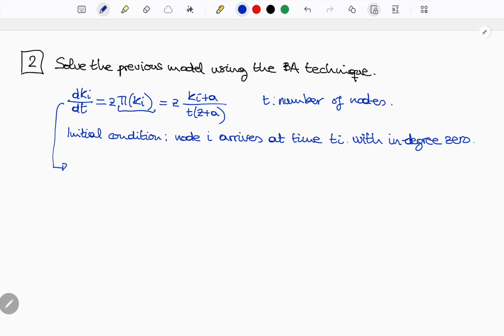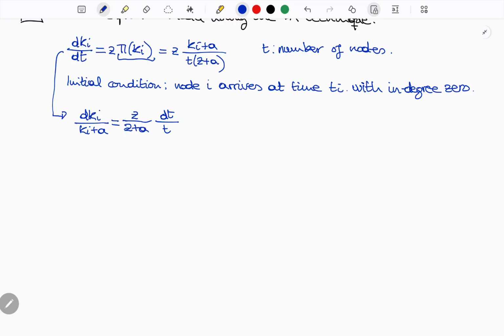We are going to separate variables, so we can write the part that depends on k, which is the differential of k_i divided by this part over here, and the differential of t on the right side. So what we find is that dk_i over k_i plus a is equal to z over z plus a times dt divided by t. And now we are going to integrate this expression.